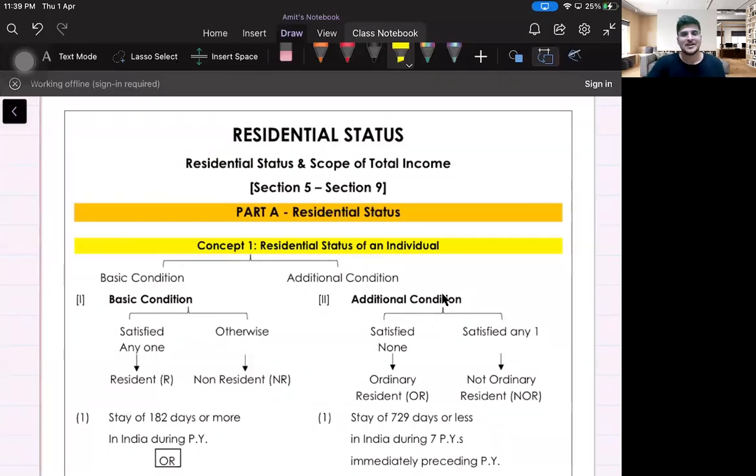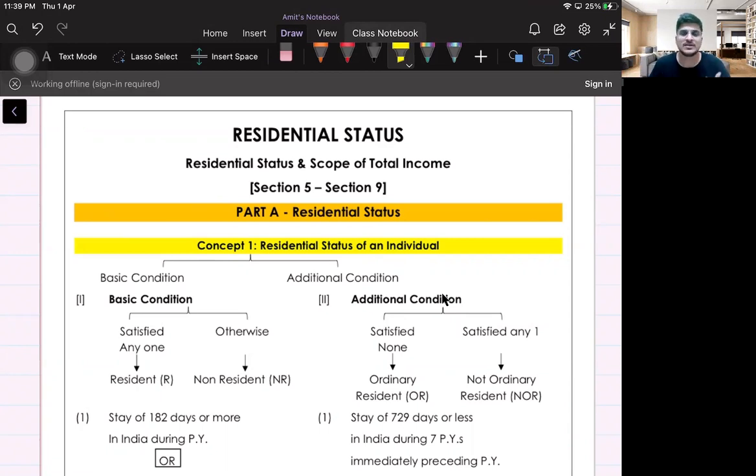Hello everyone. In this video, I'm going to cover the revision of chapter number 2, that is residential status and scope of total income. There are two parts in chapter number 2. Part 1 is residential status and part 2 is scope of total income. First, we will start with part number 1, that is residential status. We'll see the residential status of various assessees.